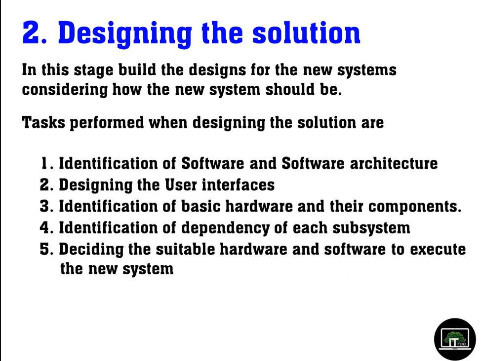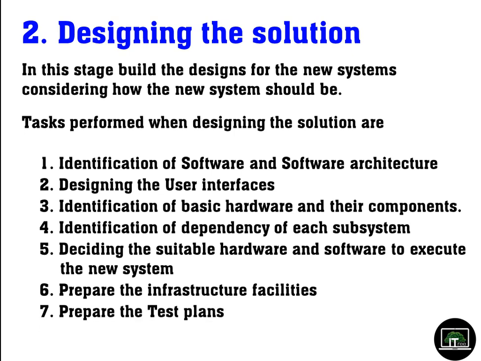Then we decide the suitable hardware and software to run the system. To run the system, what hardware do we need? What software do we need? We want to identify and see what those things are. Then we plan the infrastructure facilities. The space, all those things can be decided here. Then we talk about the test plan. When we make the program, how do we test it? So the test plan is also prepared in the designing stage, in step number 2.